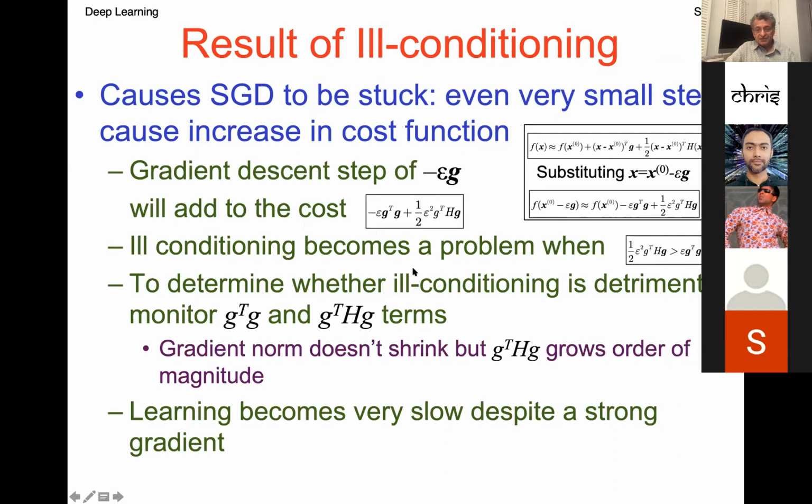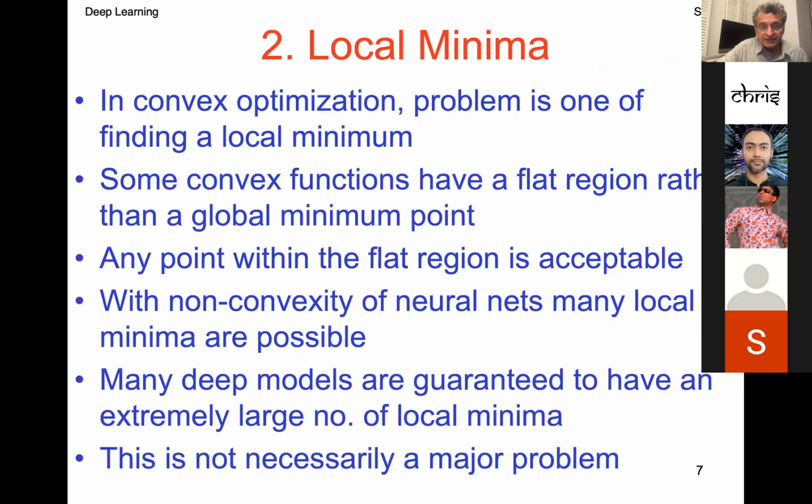Ill conditioning becomes a problem when this inequality is satisfied. To determine whether ill conditioning is detrimental, monitor the g transpose g and g transpose Hg terms, right? So learning becomes very slow despite a strong gradient. There is a lot to be learned by looking at the loss function and its first derivative and its second derivative to tell you the rate of convergence. So that's about the ill-conditioned Hessian.